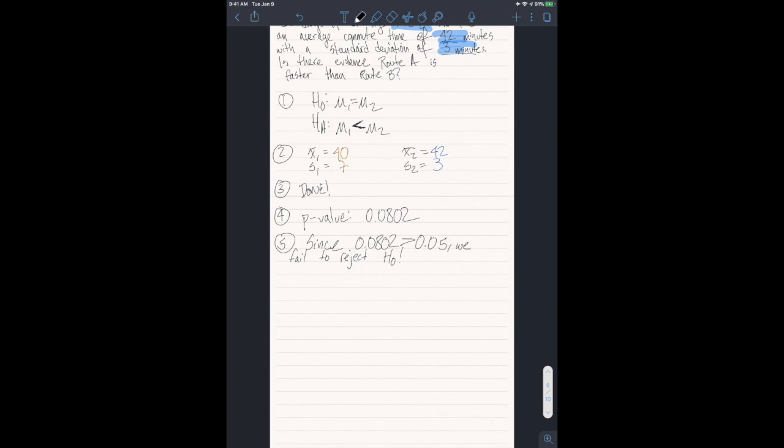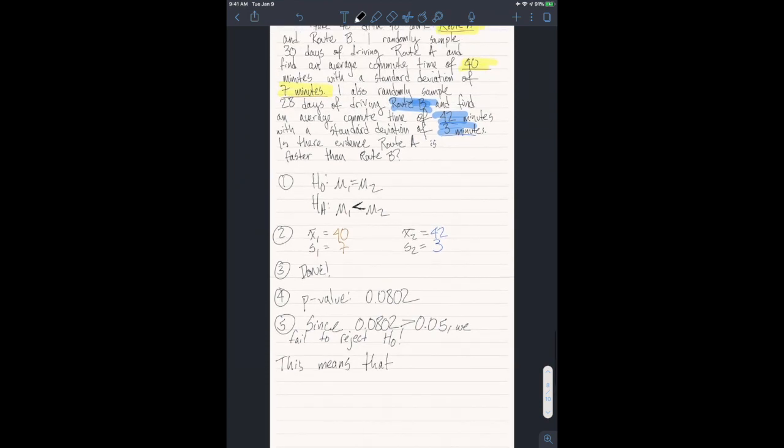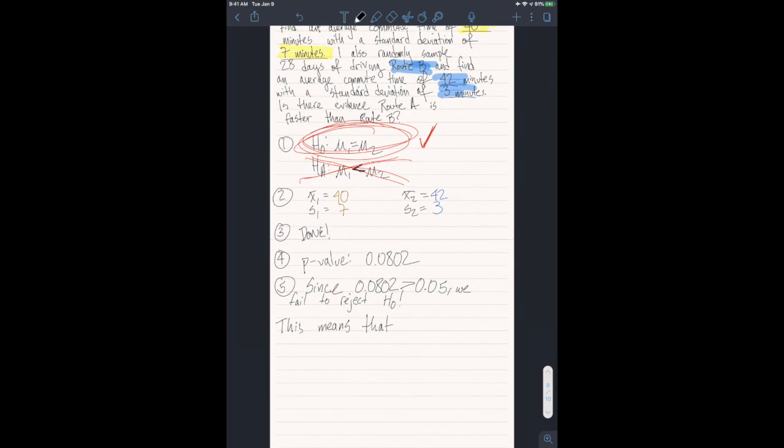H0. This means what? This means that, going back to what my hypotheses were set up to be, I'm not rejecting this. I'm keeping it. I'm retaining it, whatever you want to say. I'm not going with the alternate, because I'm not rejecting the null. I'm keeping the null.